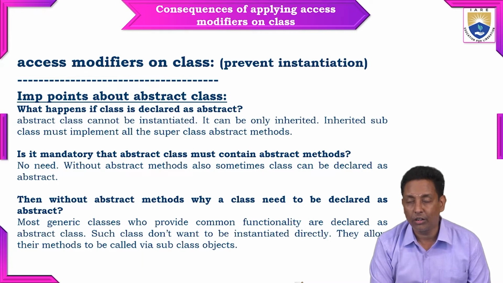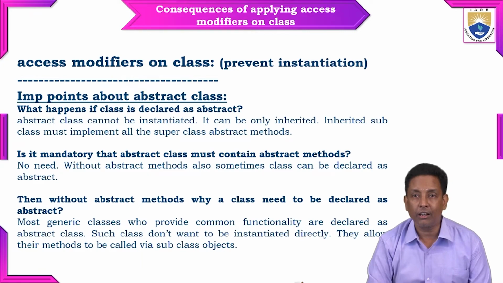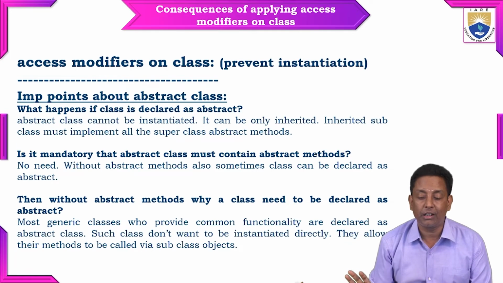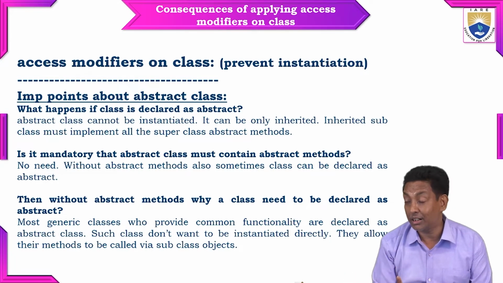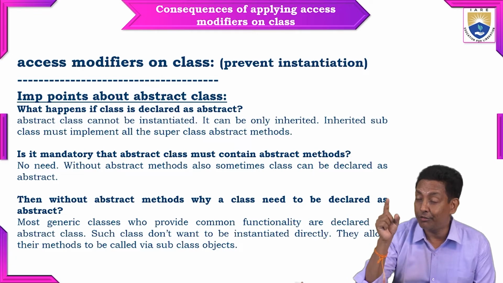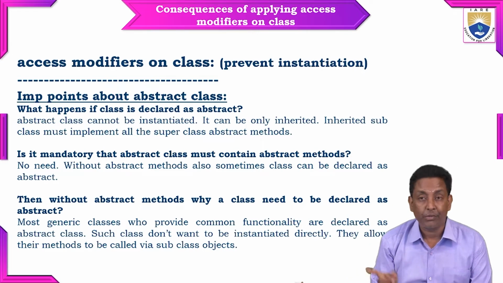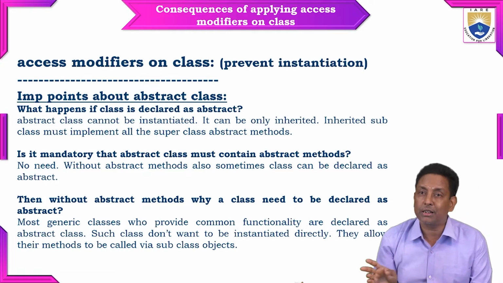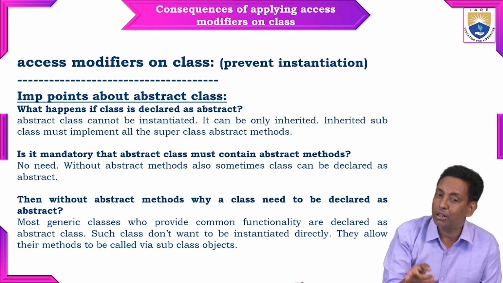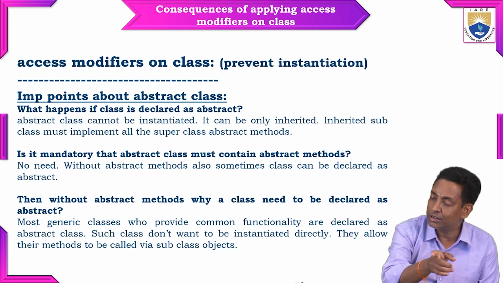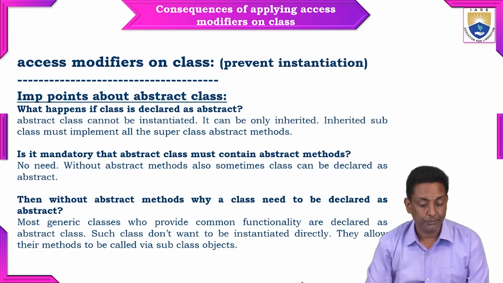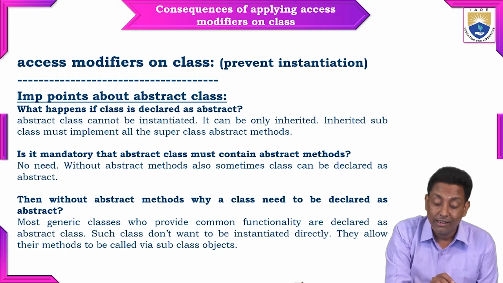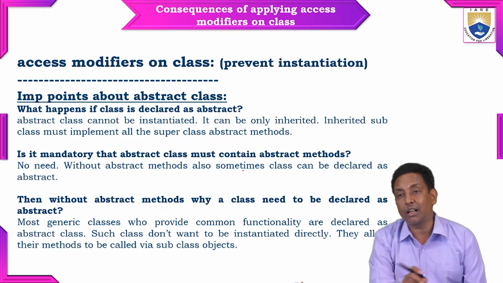Then what can we do? We can do only inheritance. If an abstract class is found, it should only be inherited, not instantiated. And second, whichever class inherits from the abstract superclass must feel responsible to implement all the superclass abstract methods. If it doesn't, the compiler will force the subclass to be declared as abstract. Is it mandatory that an abstract class must contain abstract methods?